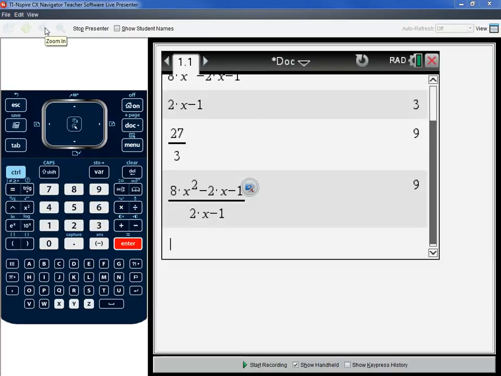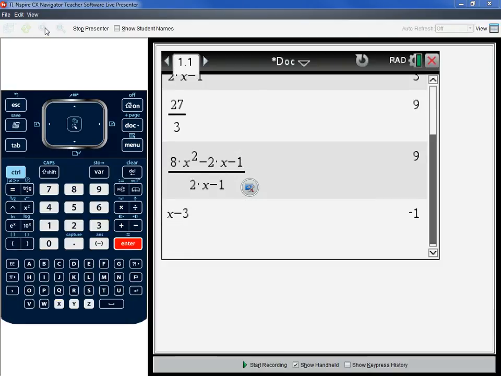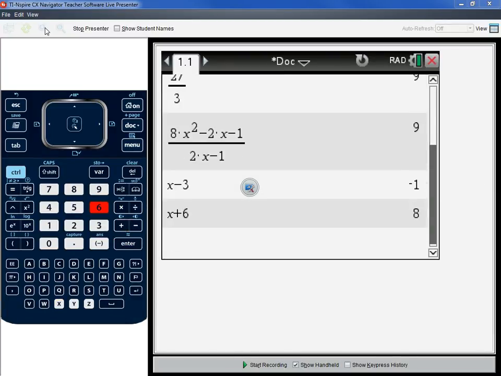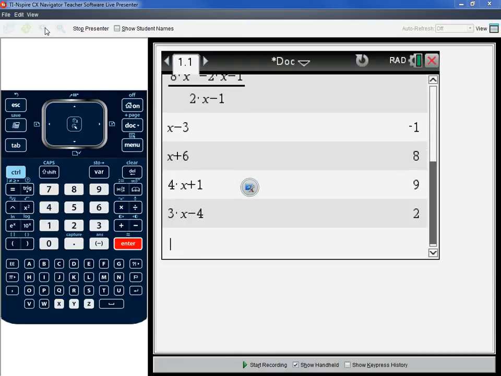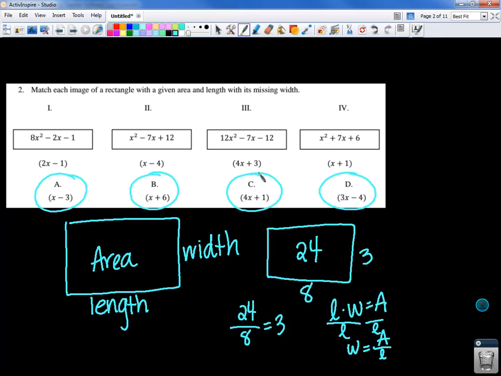So A was x minus 3, which is not 9. B was x plus 6, which is not 9. C was 4x plus 1, which is 9. And D was 3x minus 4, which is not 9. So this 4x plus 1 is the correct width. So that one was C.